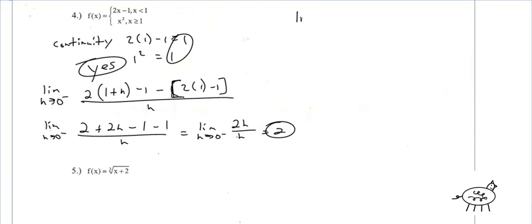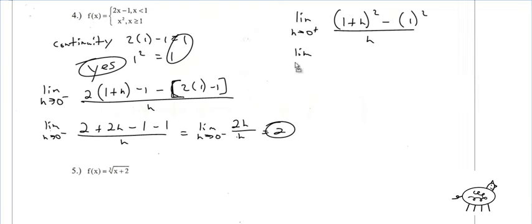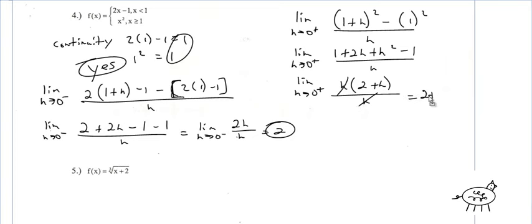So the limit as h approaches 0 from the positive side of x squared. So you're going to put 1 plus h squared minus, and then it's just going to be 1 squared, right? All over h. So the limit as h approaches 0 from the positive side. That's going to be 1 plus 2h plus h squared minus 1 over h. Well, the 1's cancel, and I'm able to factor out an h. So I have h times 2 plus h all over h. That cancels. I do direct substitution. 2 plus 0 is 2.